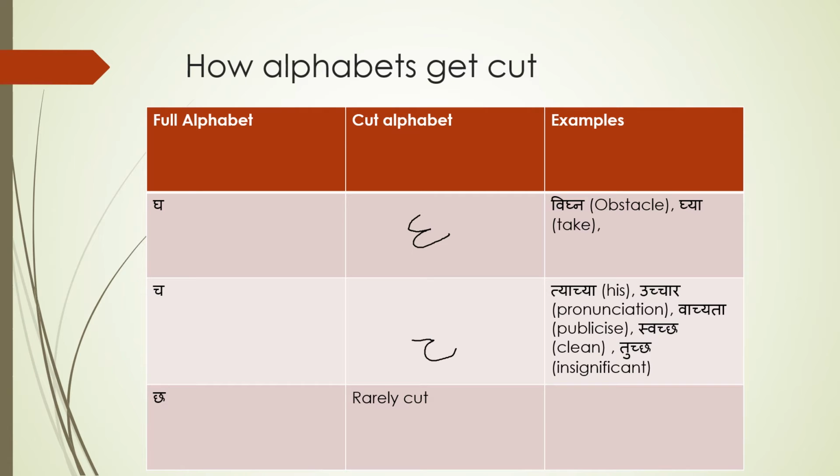Ch, the standing line is missing. An example, Uchchar, where a ch is attached to another ch and you are making a sound that is more pronounced on ch, but one is pronounced half and another is pronounced full. So Uchchar. Vachyata, Swachha, Tuchha. The next one is chh. This one's rarely cut and there are no examples directly to show where this letter is being used only in half.